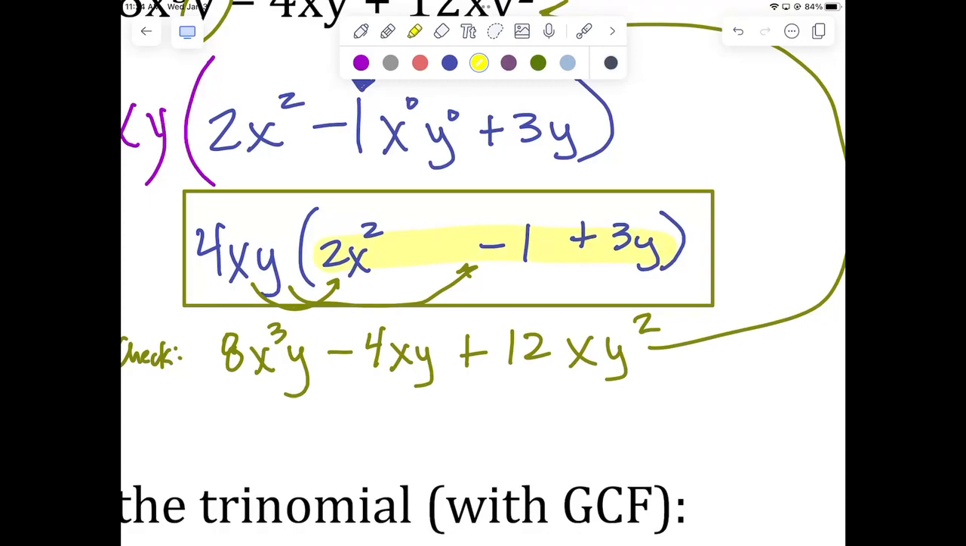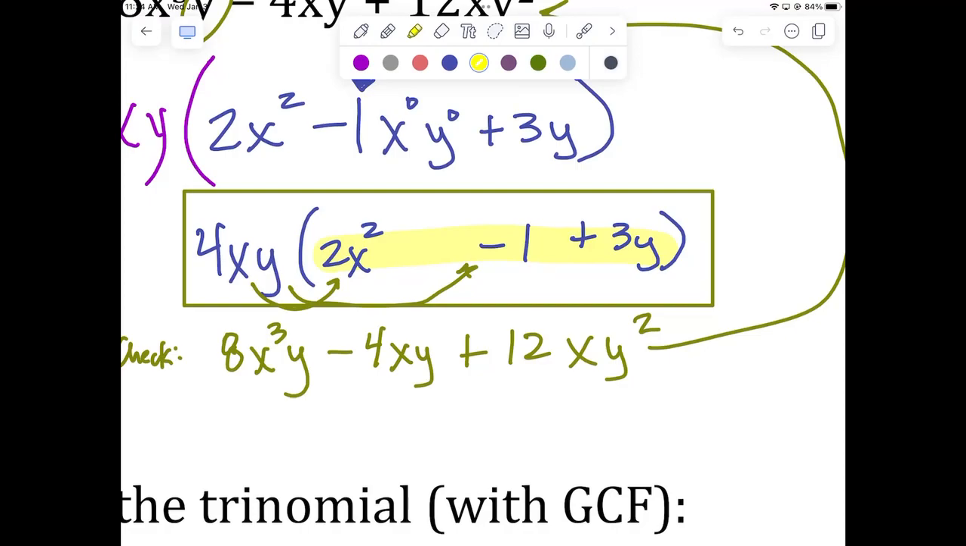Now, once we factor that using the GCF, what you might want to do is look to see what's left over and see if it can get factored anymore. You don't just necessarily do it one time and then say, that must be it, right? The prime factorization might involve multiple steps. But 2x squared minus 1 plus 3y, that doesn't factor anymore because the x squared and the y are different variables.